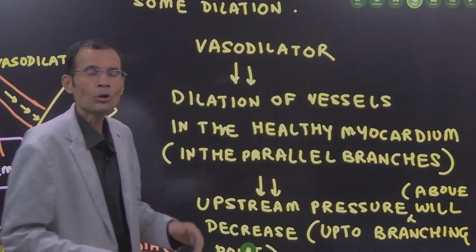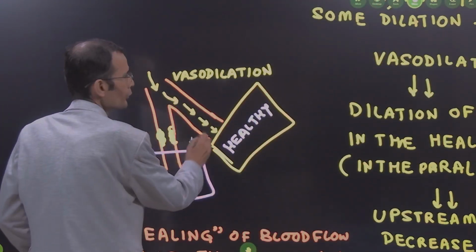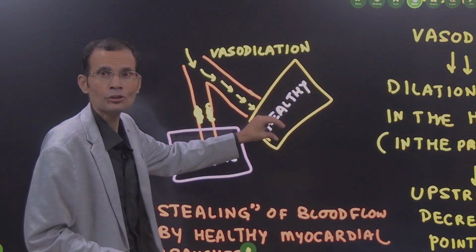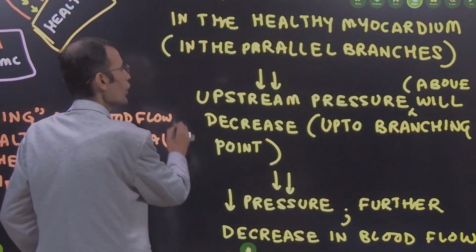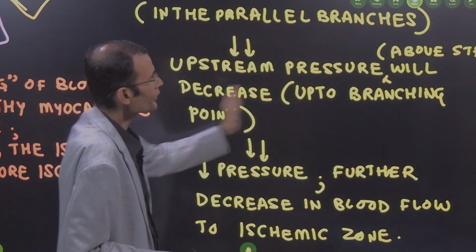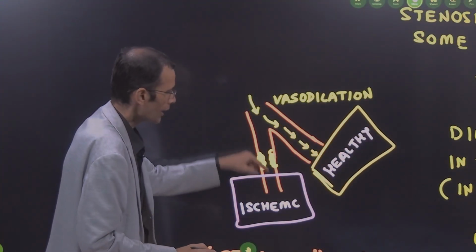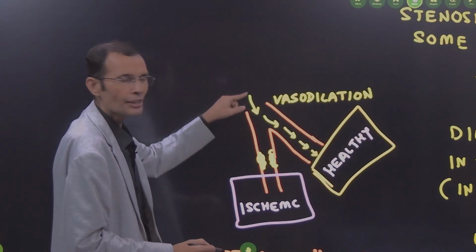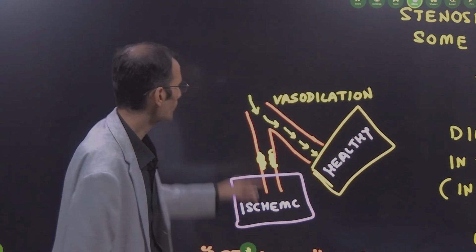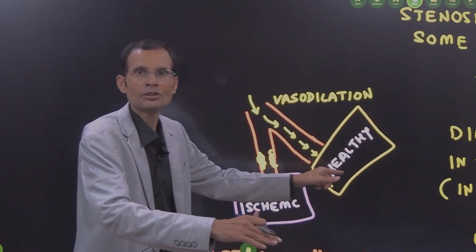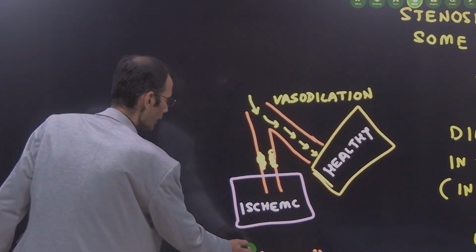Why? Because already some amount of dilation was existing in the ischemic zone. So this time when you give a vasodilator drug, there is dilation of the parallel branches which are going towards the healthy myocardium. And because of that, what happens is upstream pressure above the stenosis drops. Upstream means if this is the narrowing and beyond that there is the ischemic zone, now upstream, above the stenosis, up to the branching point, the pressure will drop because the blood flow has been diverted into the parallel branch. So pressure will drop in the region which is above the stenosis, upstream, up to the branching point.